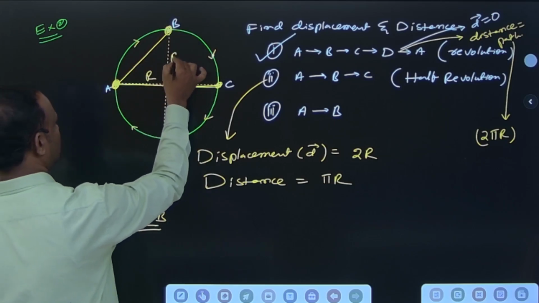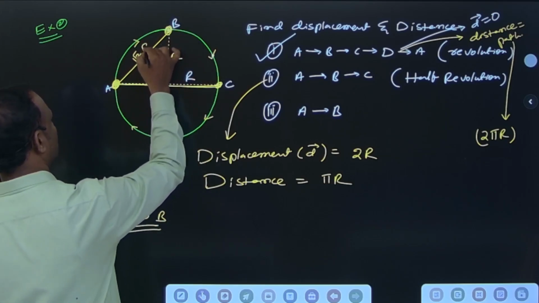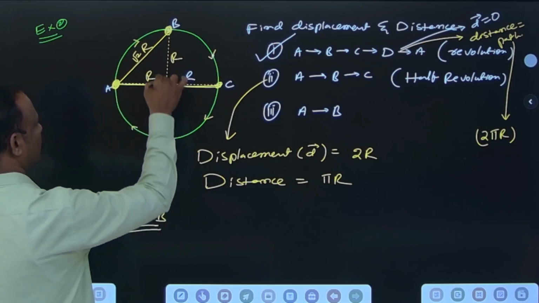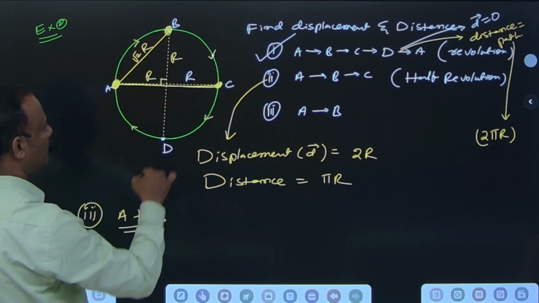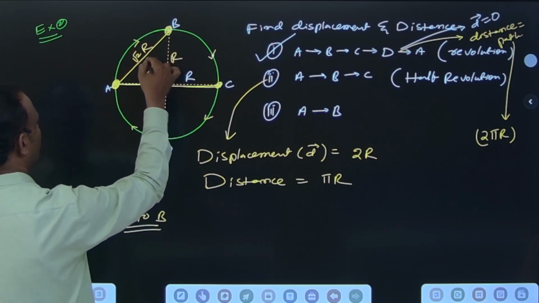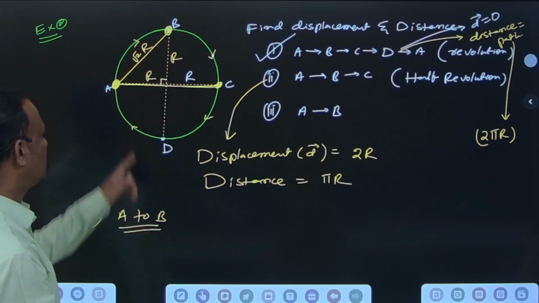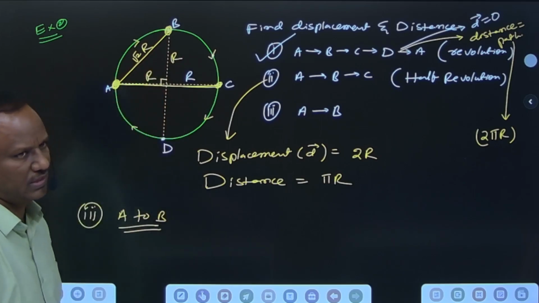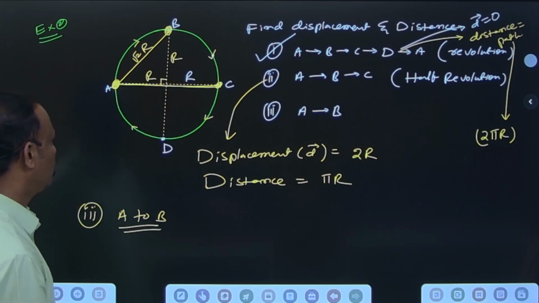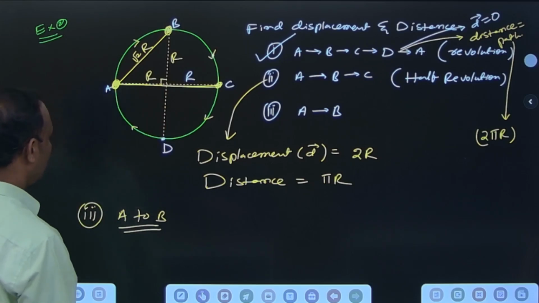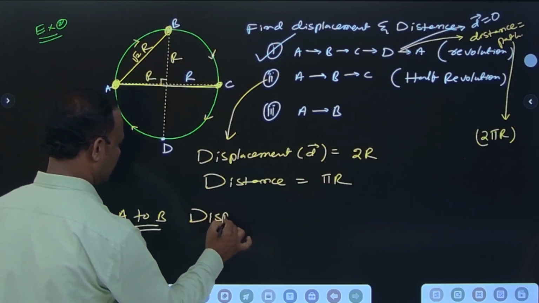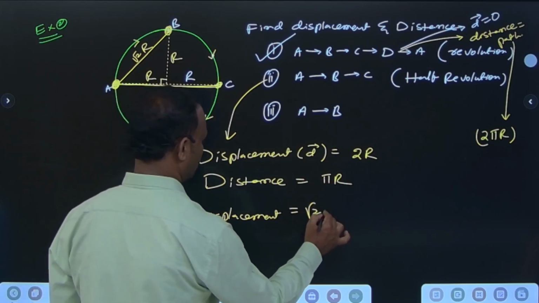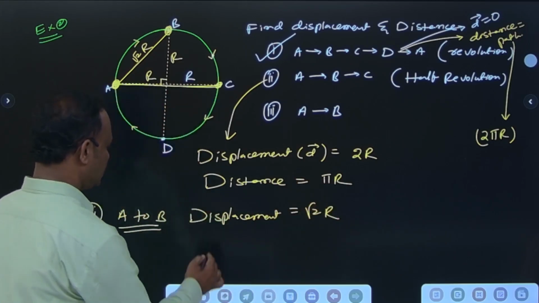This is R, this one also R, this will become root 2R. You know this. Perpendicular is this. The side opposite to the 90 degrees is the hypotenuse. Hypotenuse square is equals to adjacent square plus opposite square. R square plus R square means 2R square. And root of 2R square means root 2R. So, what is the displacement? Displacement is equals to root 2R.